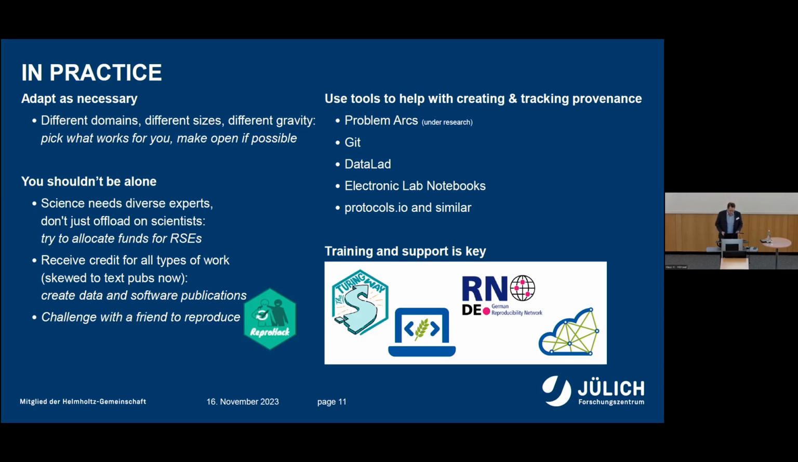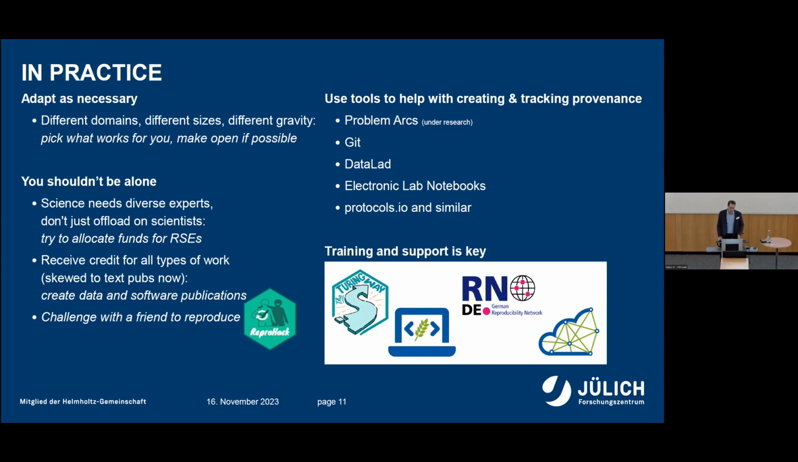You shouldn't be alone because science obviously needs diverse experts. All of the stuff that we have seen before, like show me one scientist that actually would be a professional software architect. If you need in your research some kind of software architect, that's probably very hard to find. You probably need to train professionals for that. So we cannot just offload all of this on scientists and say, yeah, well, you'll do that. It'll be fine. We need to allocate some funding for RSEs, for research software engineers. And these people, and also obviously the scientists, need incentives to continue working on this.